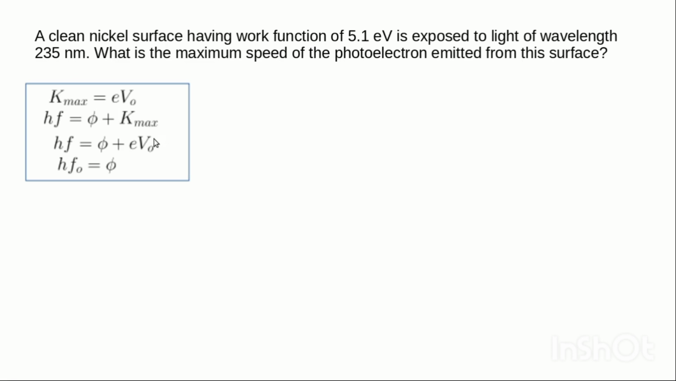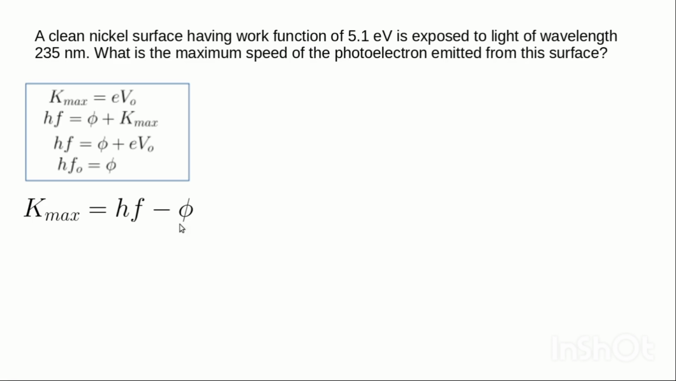Maximum speed can only be gotten from the kinetic energy. So we have the work function. Maximum speed can be gotten from the maximum kinetic energy, and we have the wavelength of the radiation to be 235, which can be replaced here. So this expression, the second equation, is the right equation to use. So we have K max, making it the subject of the formula, equal to hf minus phi.